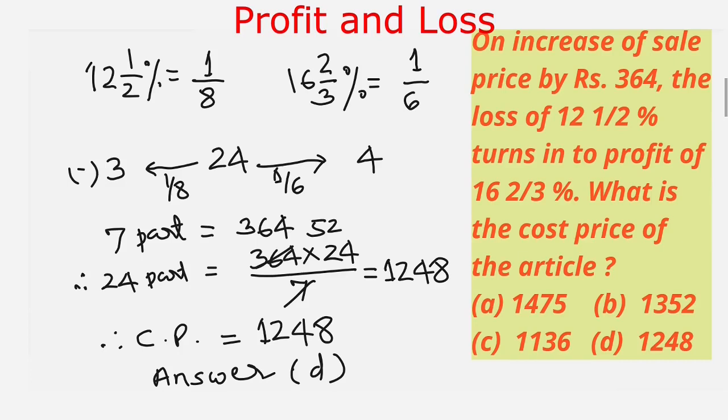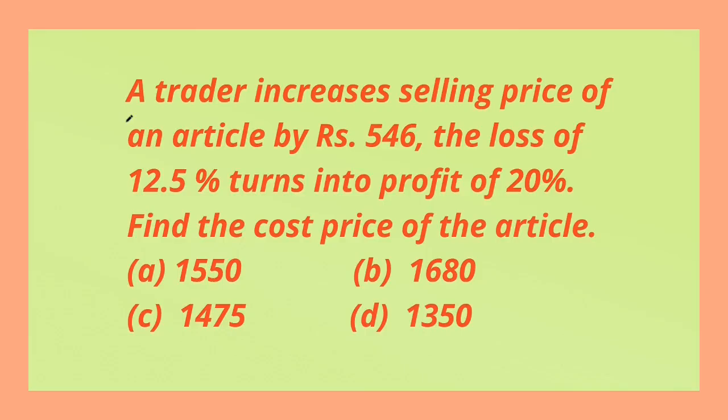As in this question, the only number 1248 is divisible by 8 and 6. We can easily reach option D. But in other cases, when there are two numbers divisible by both 8 and 6, then we'll have to solve the question as we have solved like this. We go to the next question.